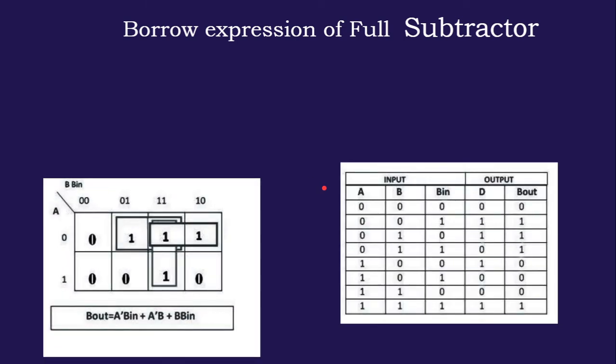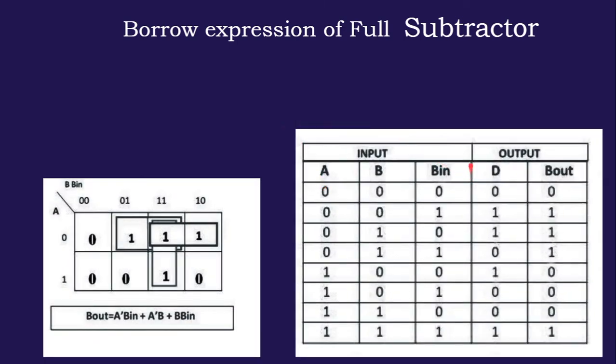So how to write the borrow expression? In the same way, you fill the truth table, and now you take only the borrow column. In the borrow column, the values of 1, 2, 3 and 7 are high, others are 0. So write the values: this is 1, 2, 3 and this is 7. So all the 4 positions are filled, and now you can see that these 4 ones are adjacent to each other in all the directions.